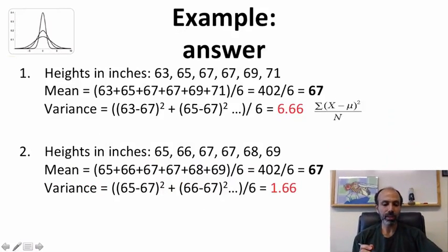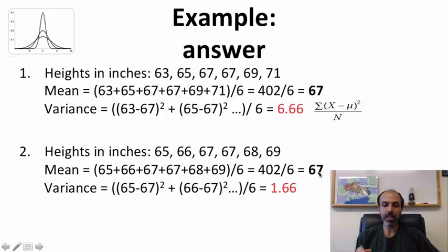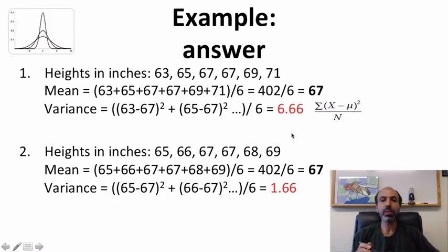But let's try this out numerically. If we get the height in inches, the means for both are 67. That's just adding all the numbers together and dividing by the number of measures. The variance in this case comes out to 6.66 for classroom number 1. This is taking each individual measure minus the mean, squaring it, adding all those together, and then dividing by the total. So this comes to 6.66.